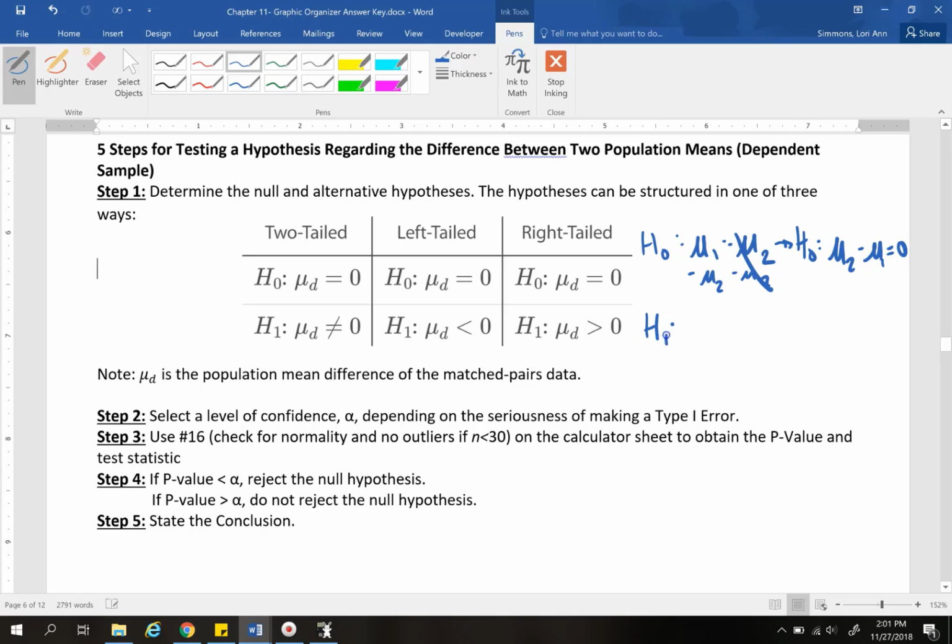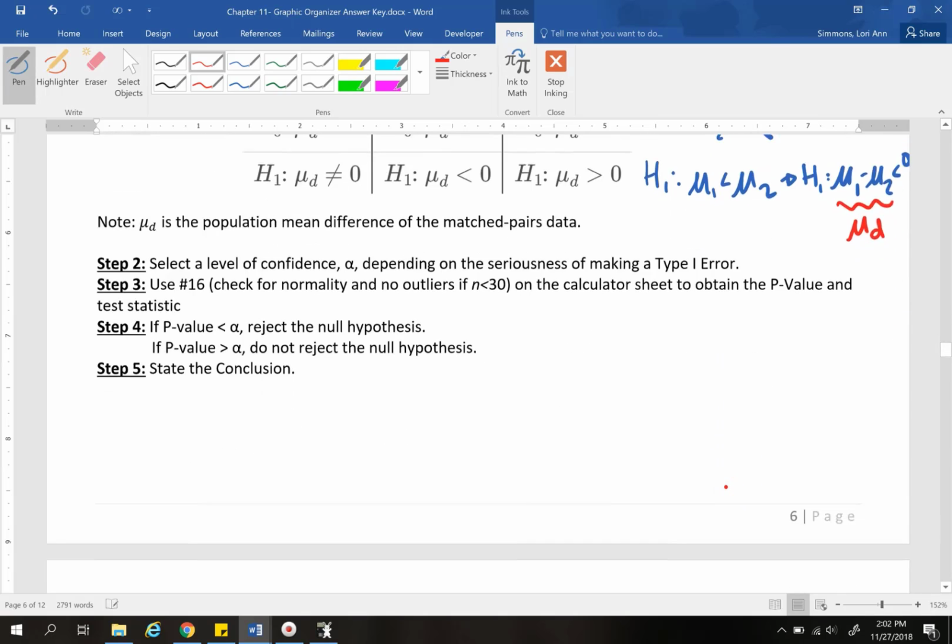And then the alternative, let's just do the less than. Again, if you subtract mu 2 over, your alternative is mu sub 1 minus mu sub 2 is less than 0. So here, this d just represents this mu difference. Instead of writing out mu sub 1 minus mu sub 2, it's written as mu sub d. So just know that it can be written this way as well. It may be helpful for when you put information into your calculator.